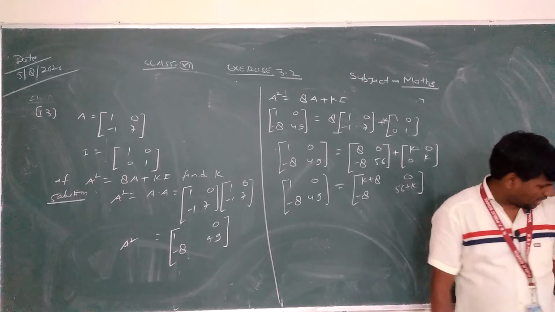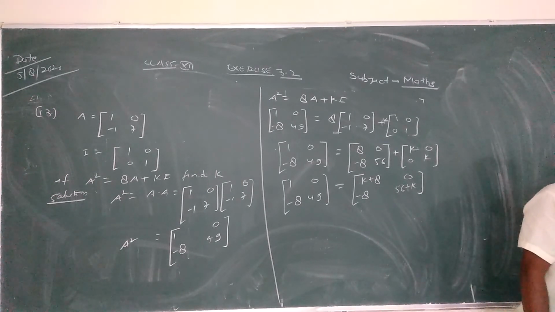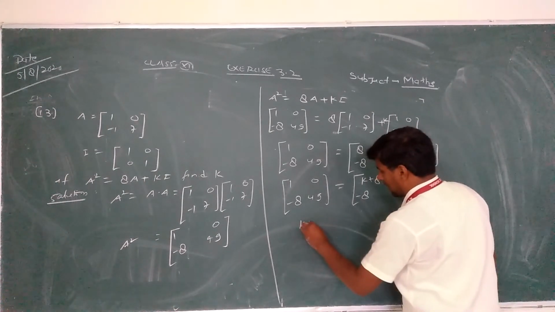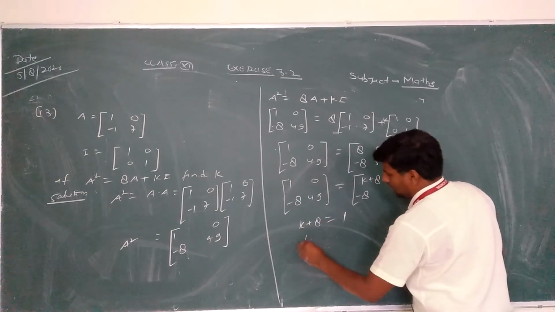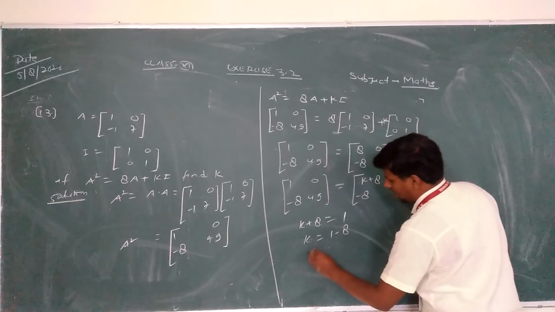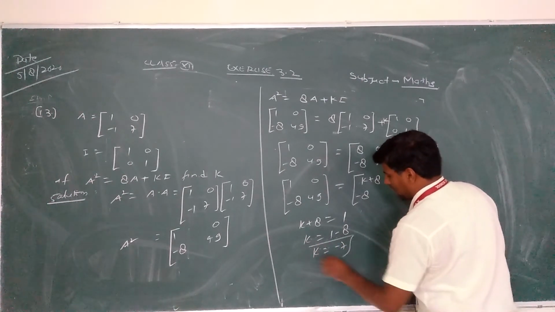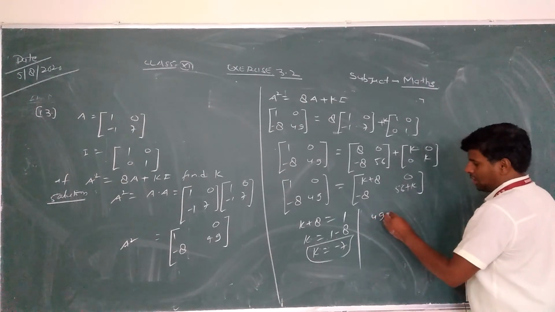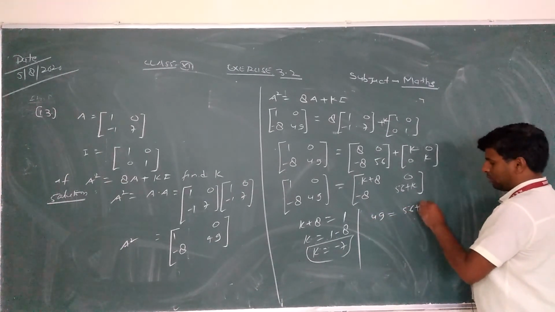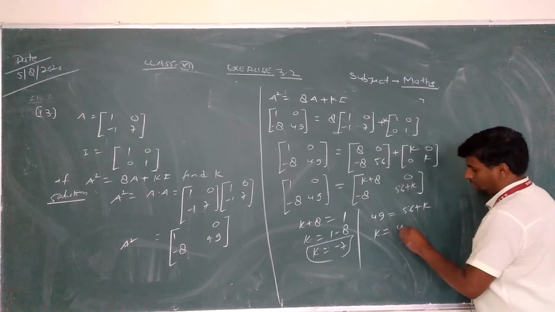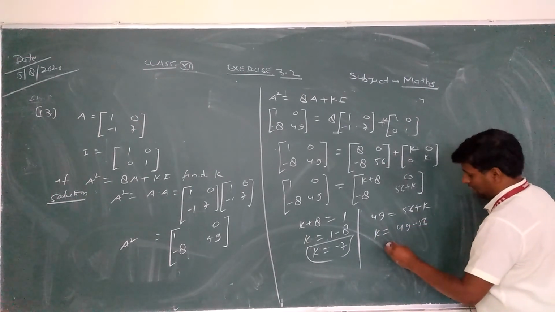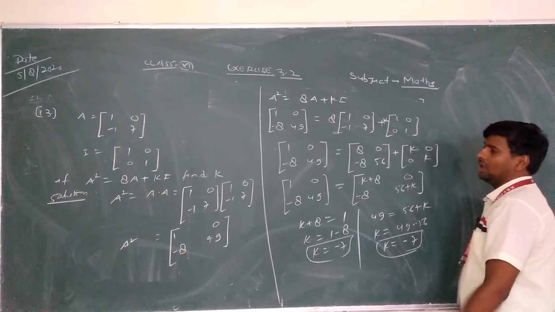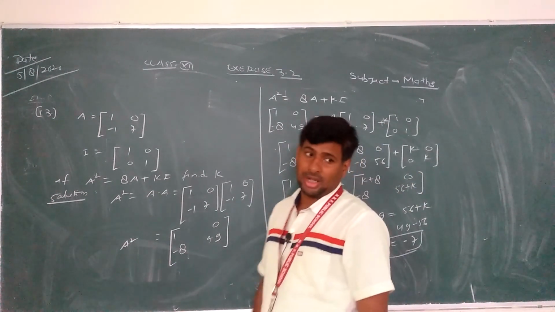Both matrices of the same order are equal, so their corresponding elements must also be equal. Compare it: k plus 8 equal to 1, so k equal to 1 minus 8, k equal to minus 7. If we compare the last term, 49 equal to 56 plus k, so k equal to 49 minus 56, we get minus 7. In both ways, we get the value of k equal to minus 7.